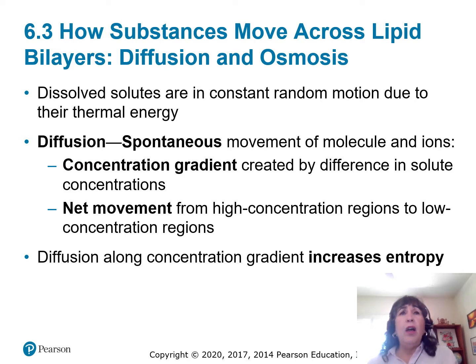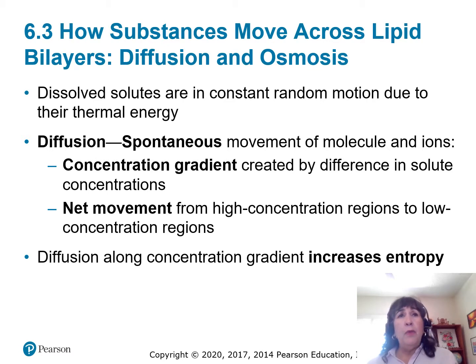Now let's talk specifically about the movement of molecules moving across the phospholipid bilayer, or the plasma or cell membrane. So there are some words that we need to know. It says here, dissolved solutes are in constant random motion due to their own thermal energy. We can see this in Brownian motion, this shaky movement of all molecules. As they shake and bounce off each other, this random motion can be used to cross a membrane.